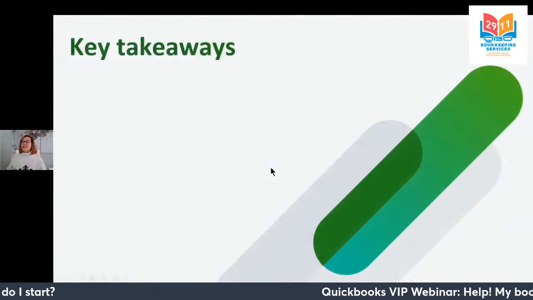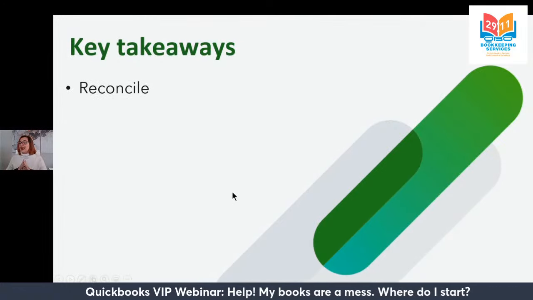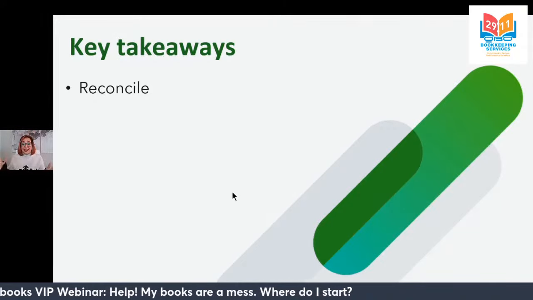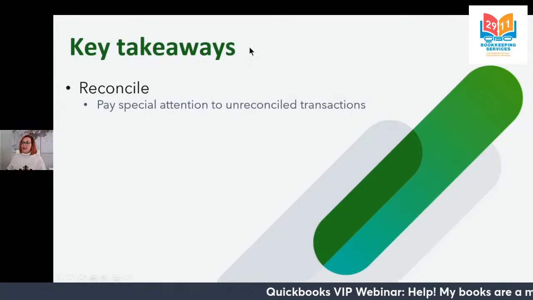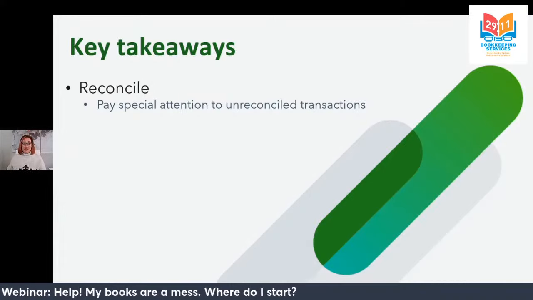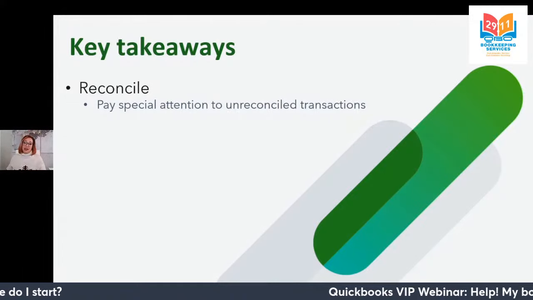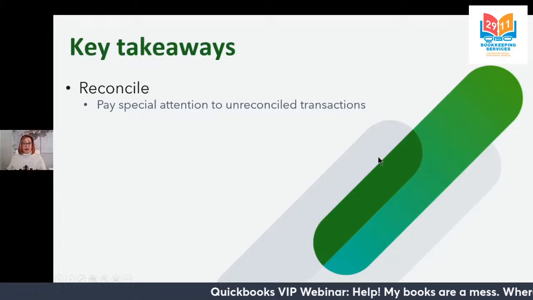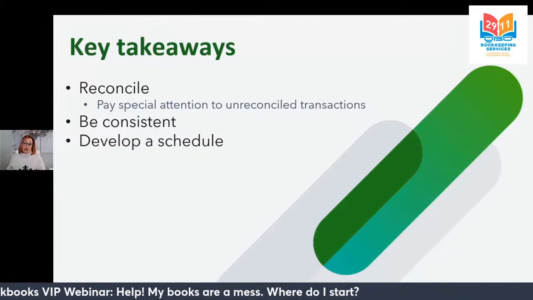So let's discuss some key takeaways for future planning. Now, first and foremost, and I cannot stress this enough, reconcile. Be sure you are always reconciling, because that is the best thing you can do for yourself in your books to make sure things are on track. But also pay special attention to those transactions that are not reconciled. Be sure you're reconciling monthly and deal with those transactions that are not reconciled before you ever finalize a month's reconciliation. Also, be sure when you're working in QuickBooks that you're being consistent and develop a schedule.